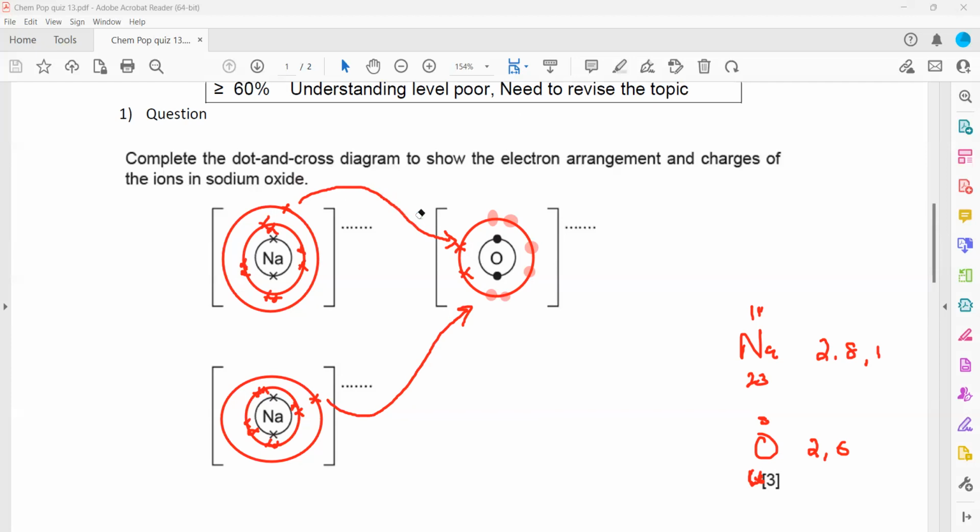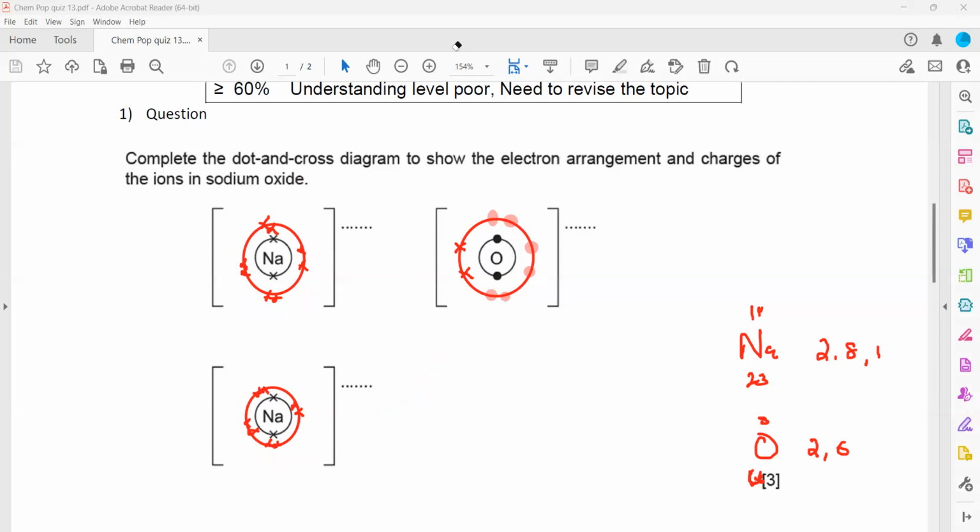You don't have to show these arrows in the exam. You just have to draw the final structure. Because this electron is lost, you can draw an empty shell or not draw a shell at all. That's fine. As each sodium loses 1 electron, the charge will be +1, and each oxygen gains 2 electrons, so the charge will be 2-. So this is the ionic structure of sodium oxide. Is it clear? Yes, sir, clear.